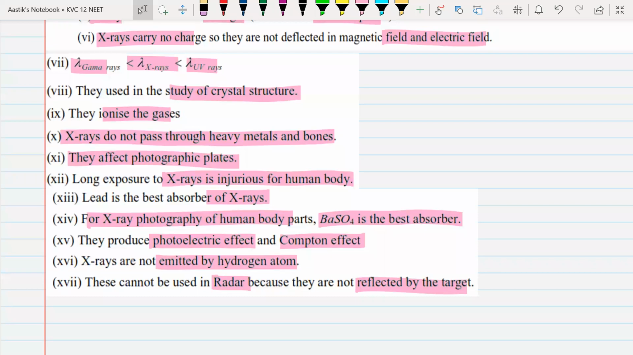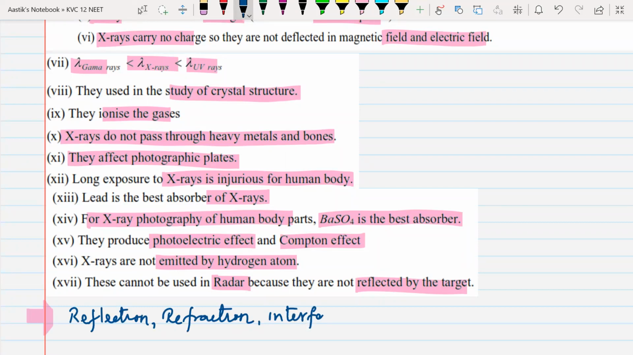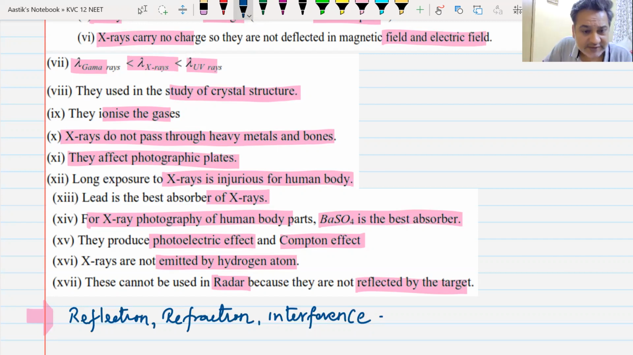See, these are electromagnetic radiations. X-rays are electromagnetic radiations. So the last point is they will show all the properties of light: reflection, refraction, interference, diffraction. They will show all properties like this because they are nothing but electromagnetic radiations. Do we understand this? Yes, sir. They will show all of these properties. That is what you must remember.